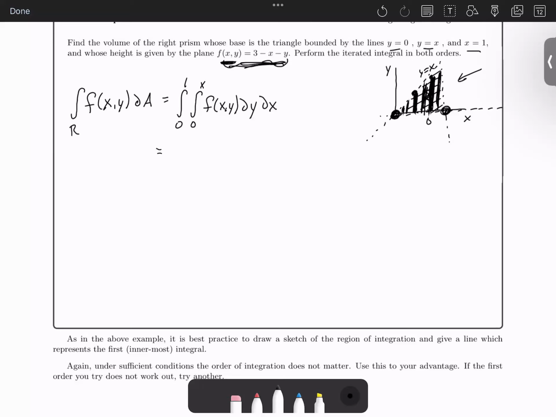So when we perform the first integral, I'm going to leave the outside integral alone. And the first integral is going to be, actually, let's just write down the function. 0 to x, 3 minus x minus y. Integrate with respect to y first, and then the x. When we perform the first integral in the y, it is going to be 3y minus xy minus 1/2 y squared, evaluated between y is equal to 0 and y is equal to x.